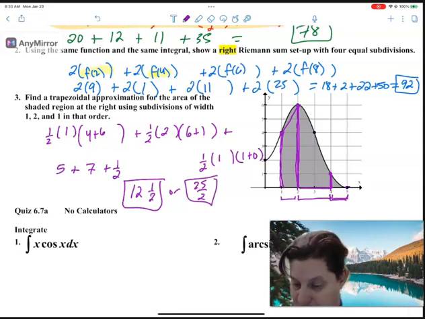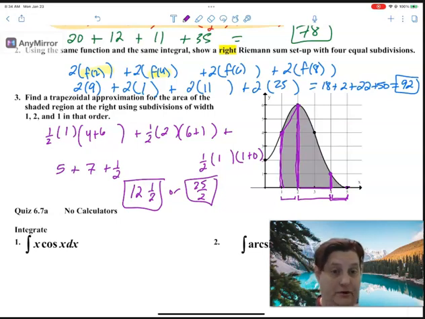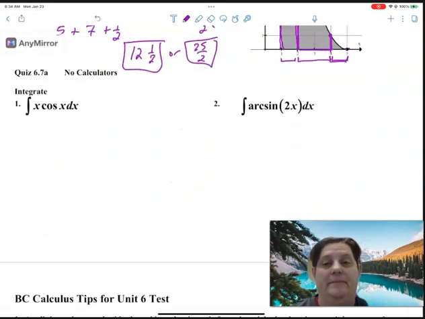Make sure we're good on that one. Perfect. Okay, nice. So that kind of covers Riemann sums: left, right, midpoint, trapezoidal.